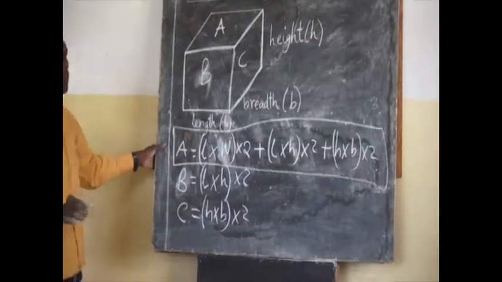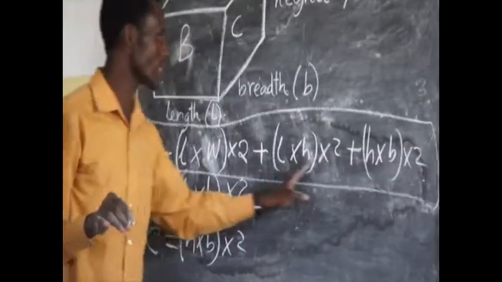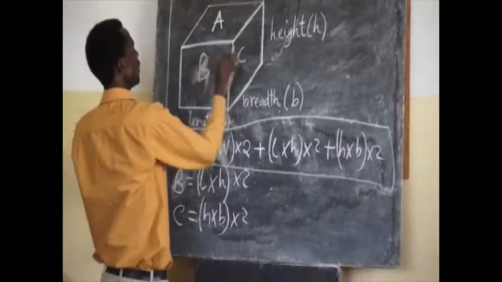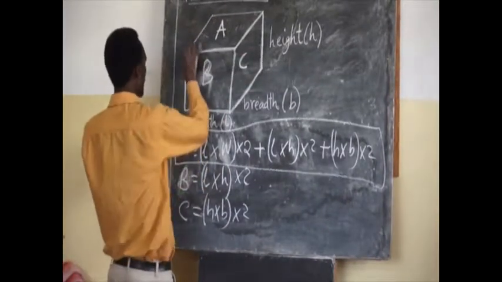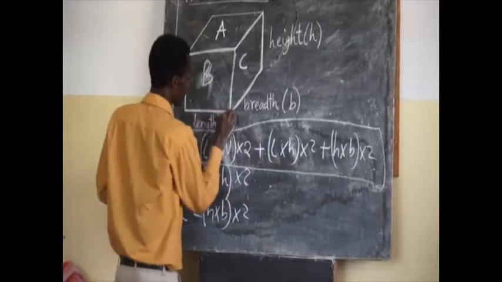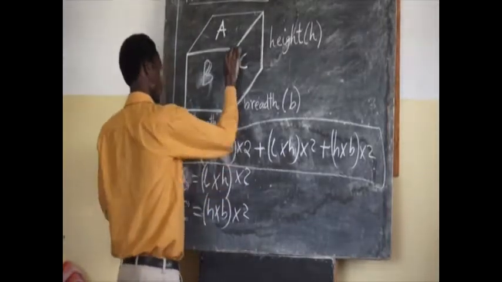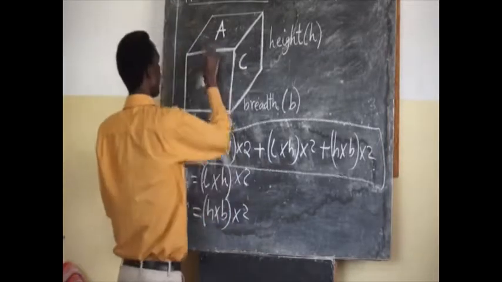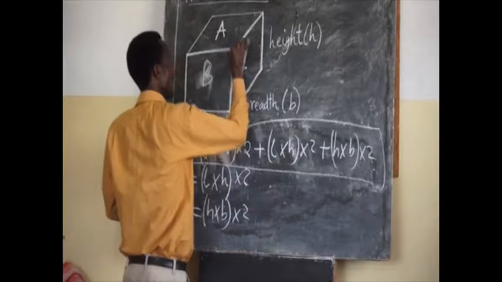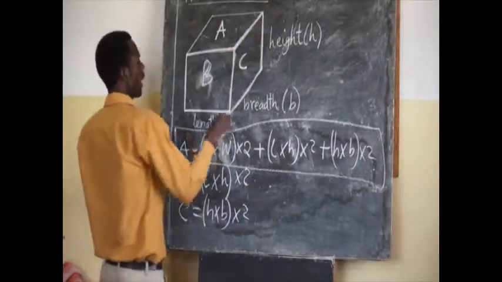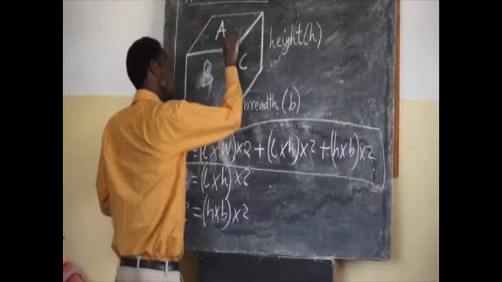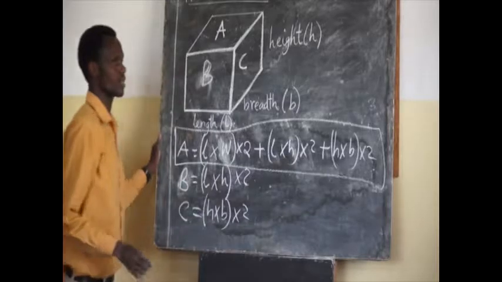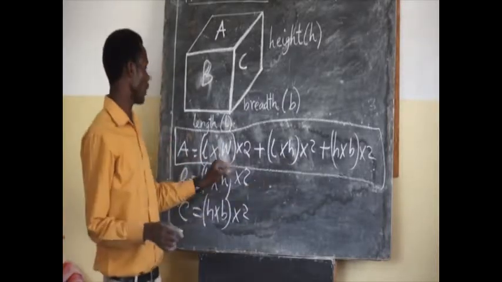We take the sum. You only take the sum of the surface areas of the shell. Now we have A, B, C. When you look at here, you will find this is A. Here it is length times height. That is length times height. That is B. Here it is length times breadth. And here, this is breadth times height. That is C.